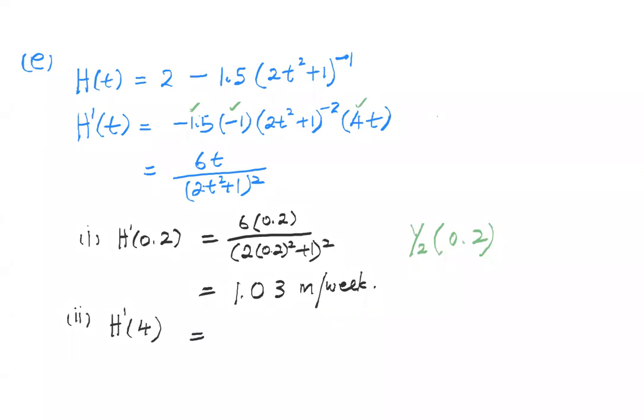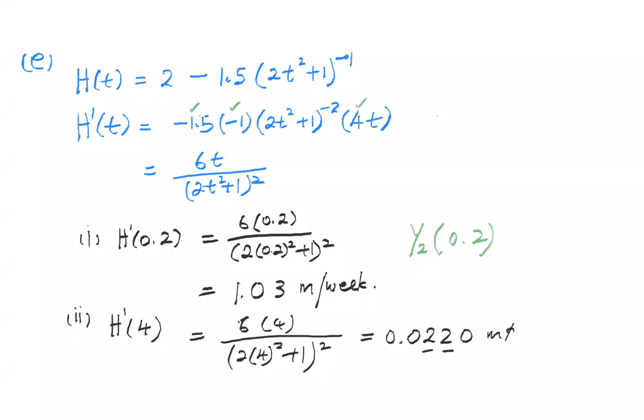So you just put in 4 here. Okay, so what is the answer? 0.0 to 2, 3 SF, 1, 2 only. 0 meter per week. Are you clear?